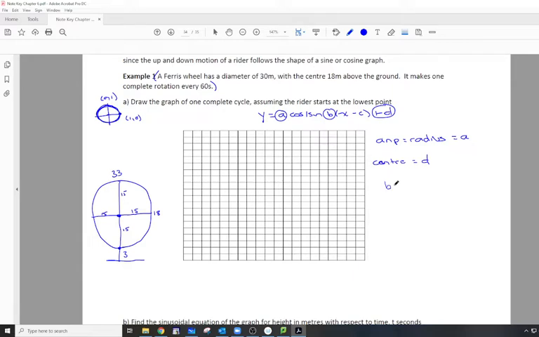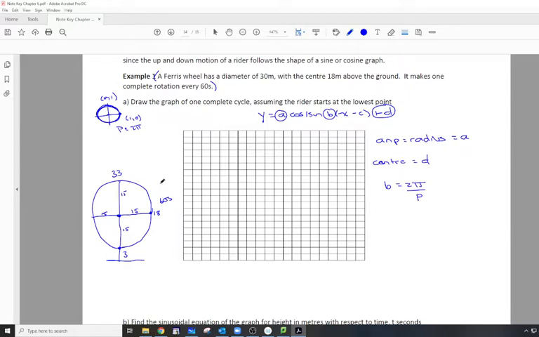B is always 2 pi divided by the period. Well, did they give us the period of this? It tells us that it takes one complete rotation every 60 seconds. So to go from bottom back to bottom again, or let's relate it to our unit circle, to go all the way around our circle takes 60 seconds. Well, normally, to go all the way around a circle takes 2 pi radians, or 360 degrees. And instead, we're saying that it takes 60 seconds.